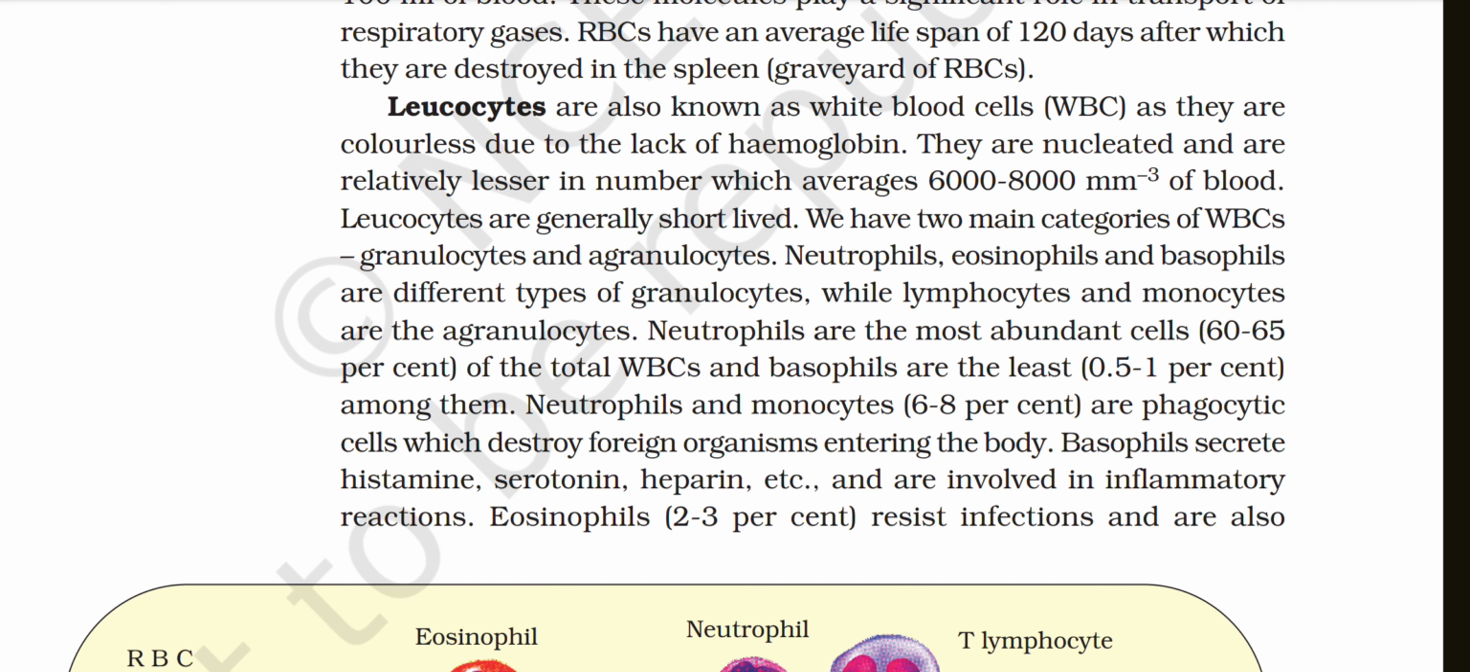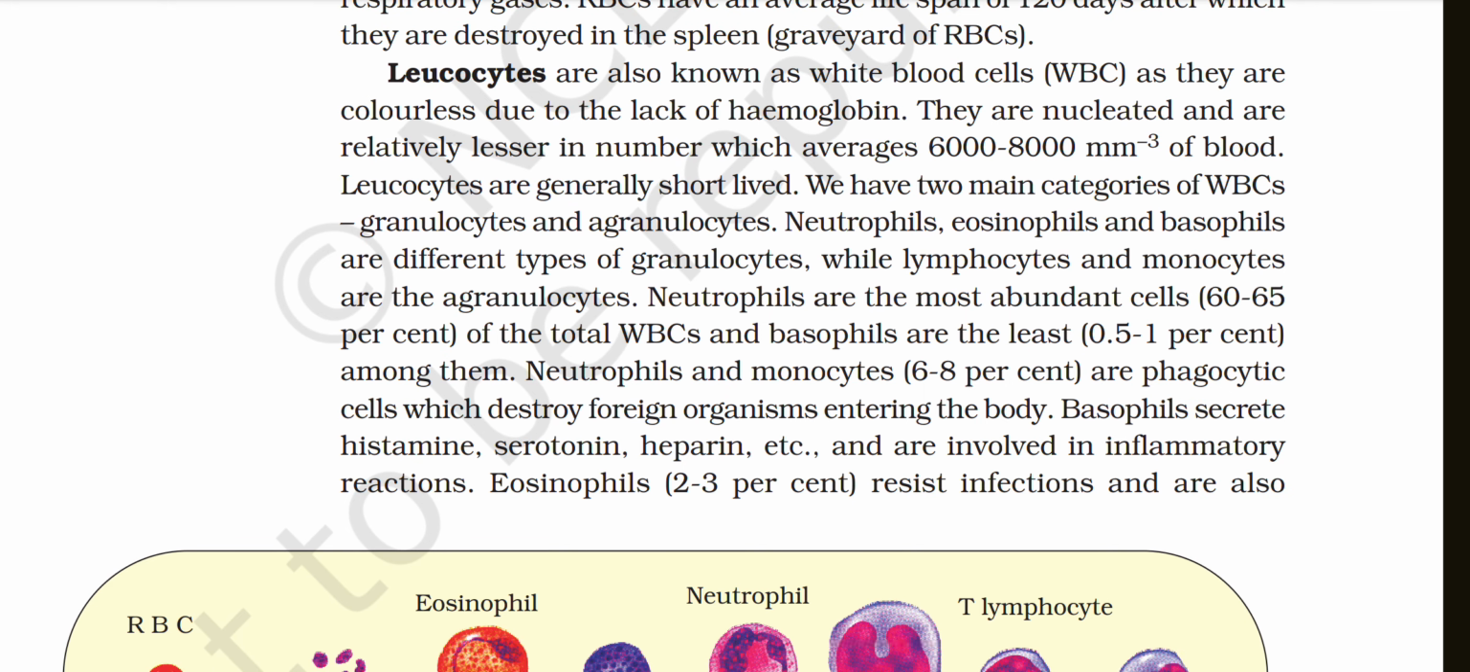They are nucleated and relatively lesser in number, which averages 6,000 to 8,000 per cubic millimeter of the blood. Leukocytes are generally short-lived. We have two main categories of the WBCs: granulocytes and agranulocytes. Neutrophils, eosinophils, and basophils are different types of granulocytes, while lymphocytes and the monocytes are the agranulocytes.